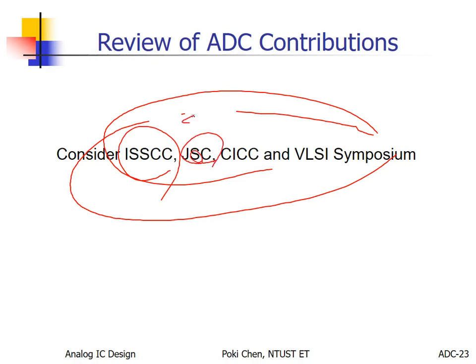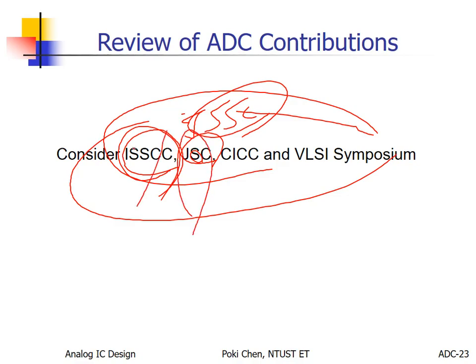Sorry, not JSC. It is usually called JSSC. That is the top IC design journal. But ISSCC is even harder to achieve. If you would like to, I myself published 2 papers here, but no paper there.